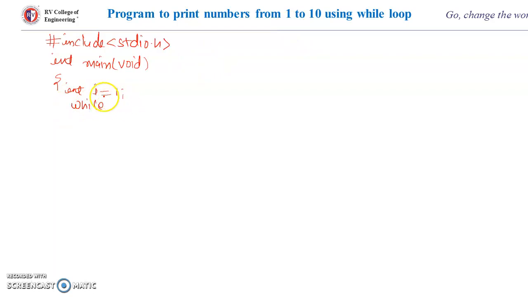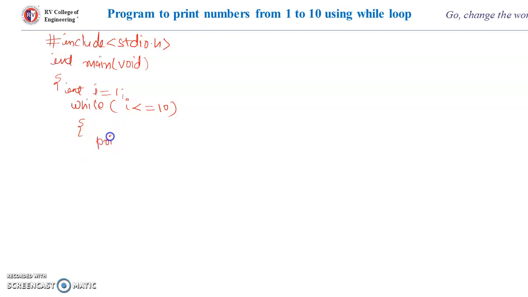In the while statement we write while, and then in brackets we write the condition. What is the condition here? The condition is i less than or equal to 10, because we want to print numbers from 1 to 10. Before the while loop we have to initialize, that is compulsory, and then inside the while loop we write the condition. And if I have a set of statements, then I have to enclose them within curly braces.